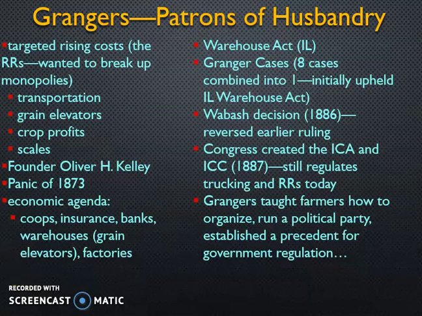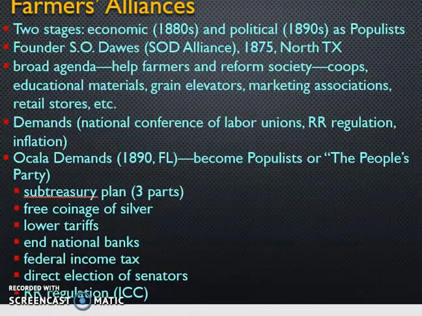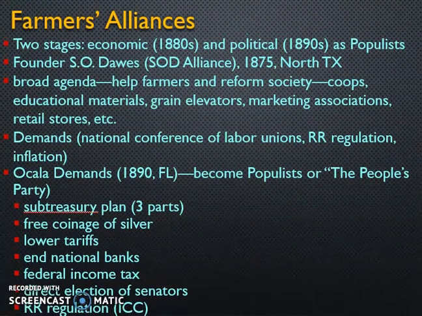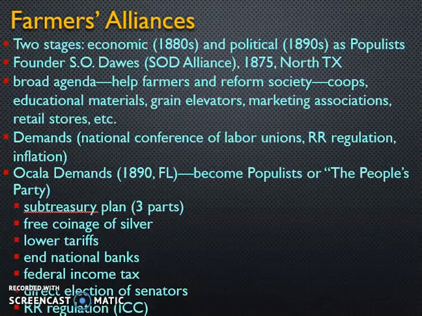But still, you're going to have another group come, and that's going to be the Farmers Alliance, and they will have a broader agenda, and they become a political party outright. Now, I should have said the Grangers never got involved directly in politics. They were founded by S.O. Dawes in Texas. Okay, you can see some of their agenda there, and then they will become more and more active politically, and eventually they become the Populists, the People's Party.